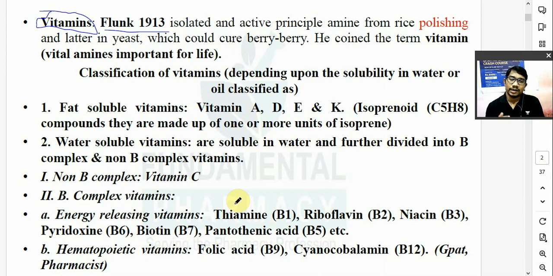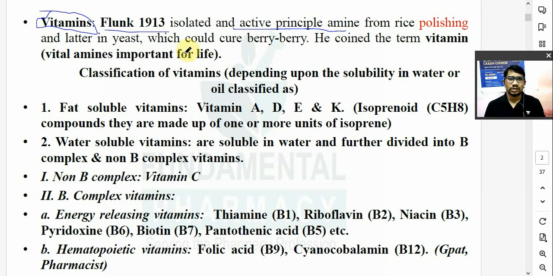So Funk found that there is some principle in that polishing, and after the polishing that principle is lost. So he named that principle a vitamin. After isolating the principle, it was amine in nature, and that's why he named it vitamins. Vitamins means vital amines. So Funk in 1913 isolated one principle from the rice, a vital amine, which was responsible for the development of beriberi. Polishing of rice removes this vitamin B1.